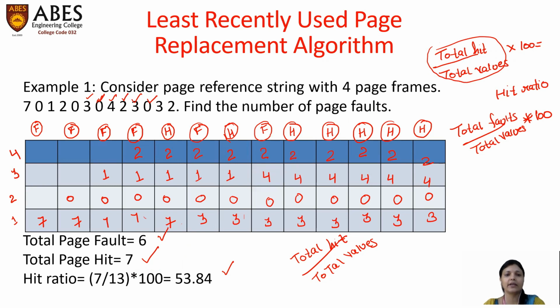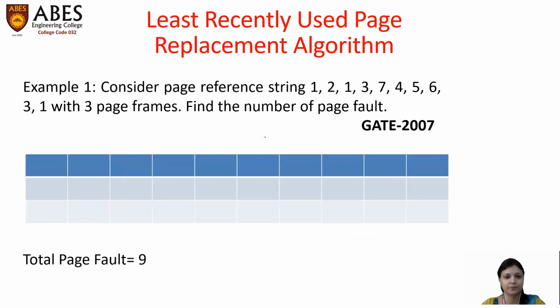Now we will consider a GATE question on the least recently used page replacement algorithm. Here the reference string is 1, 2, 1, 3, 7, 4, 5, 6, 3, 1. In this question, we will use 3 page frames. We have to find the number of page faults.